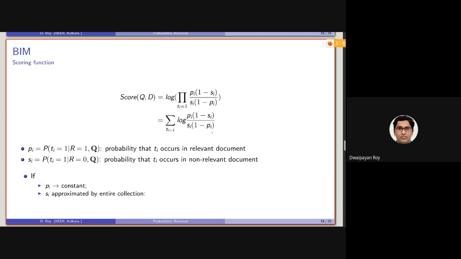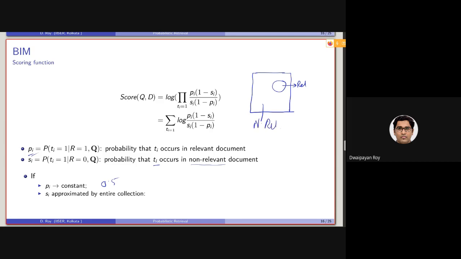So now practically this Pi is considered as a constant in this scoring formula. Generally, it can be considered as 0.5. And Si, which is basically the probability that Ti occurs in a non-relevant document, you can understand this from the point of view of inverse document frequency as well. For a given collection, as I said, there will be a small fraction of documents which will be relevant, and the rest of the documents will be non-relevant.